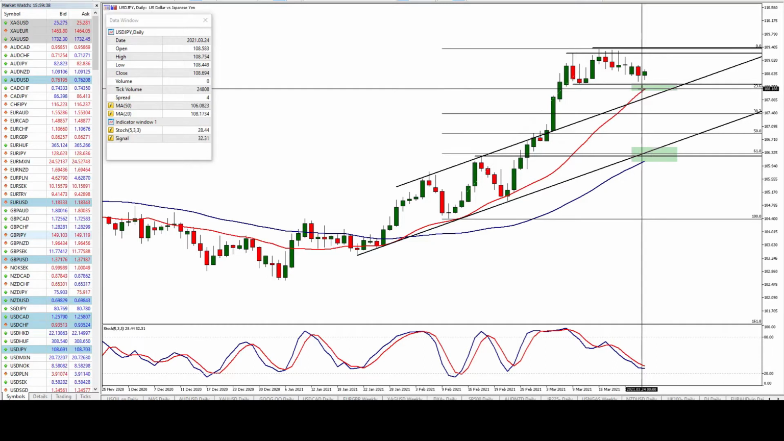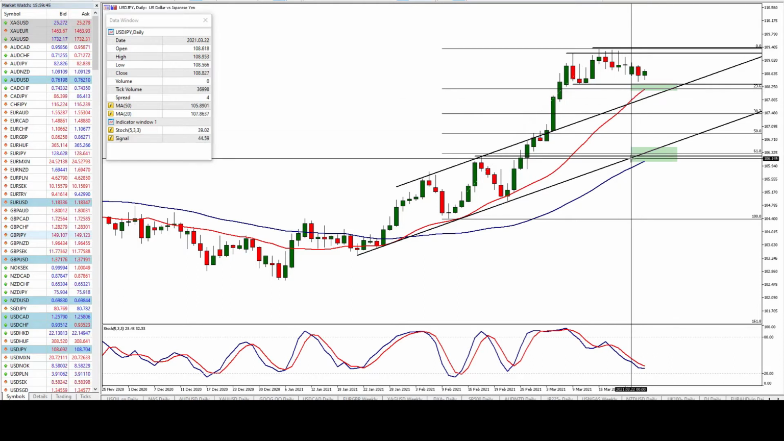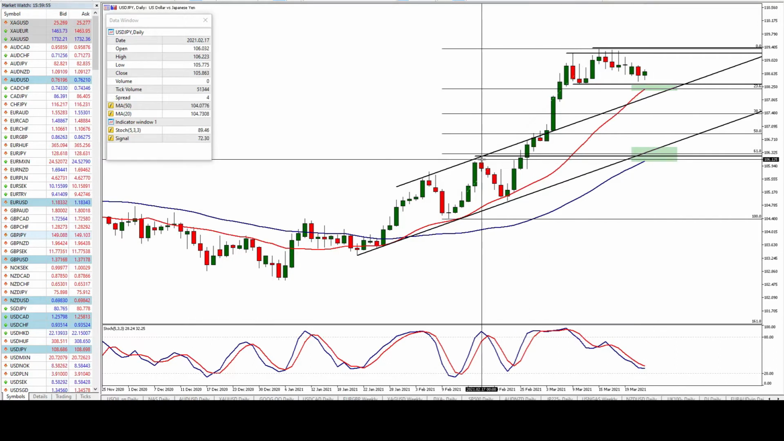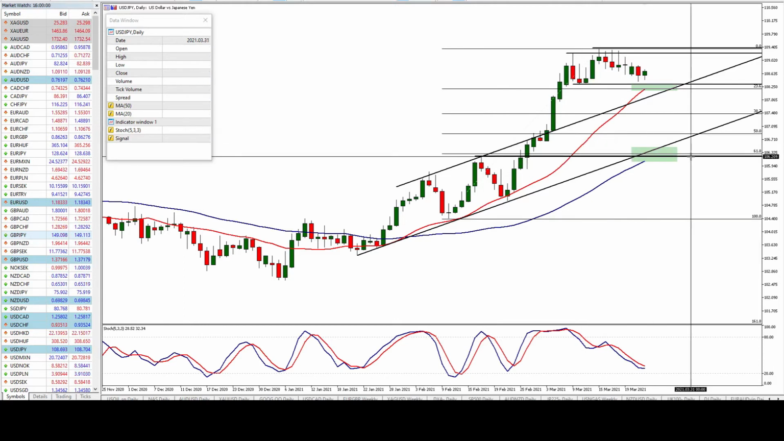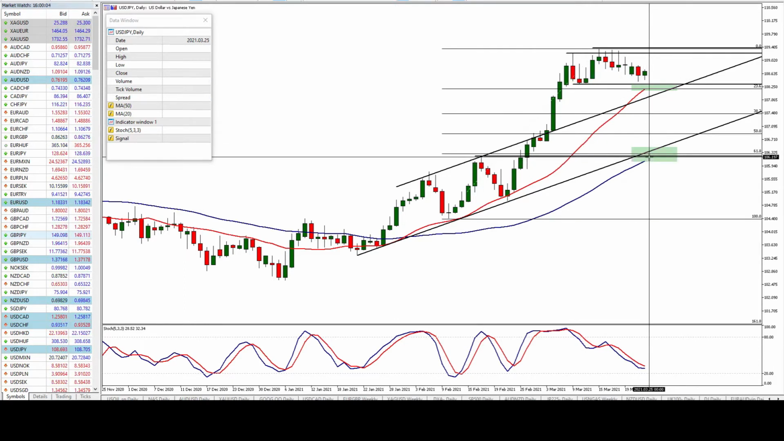If this level breaks, then obviously the uptrend is over, and the next significant support is all the way down here, about 106.10 to 106.50. And this is another confluence zone. We have this high, used to be a resistance, now potential support. And we have 50-day moving average and 61.8 Fibonacci retracement.